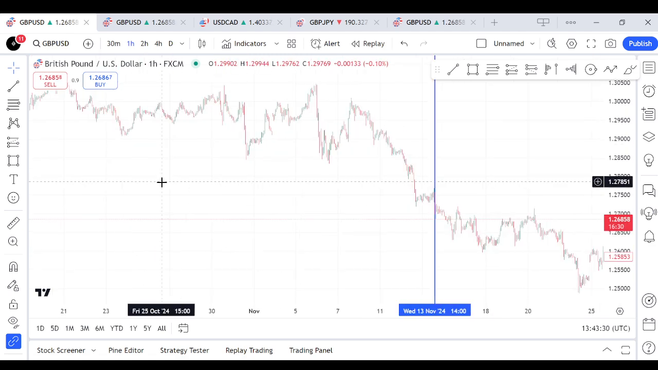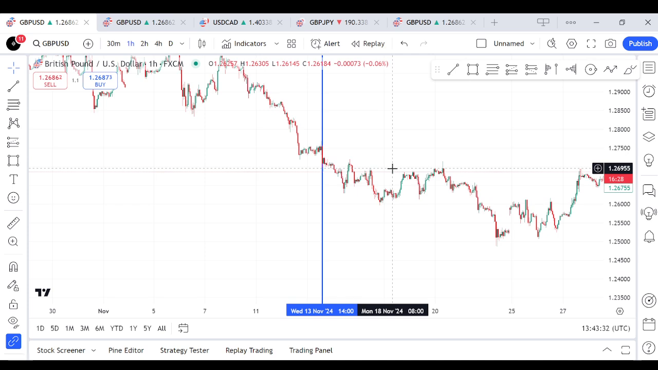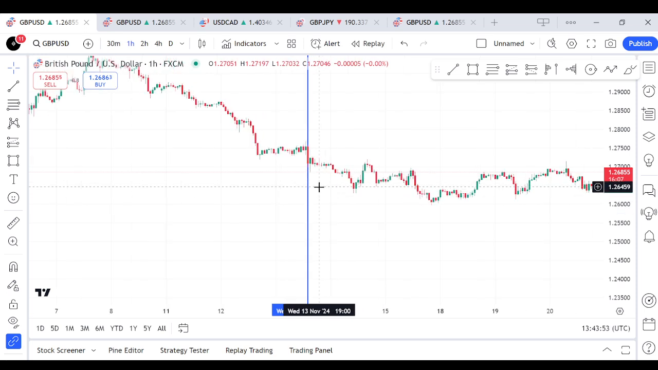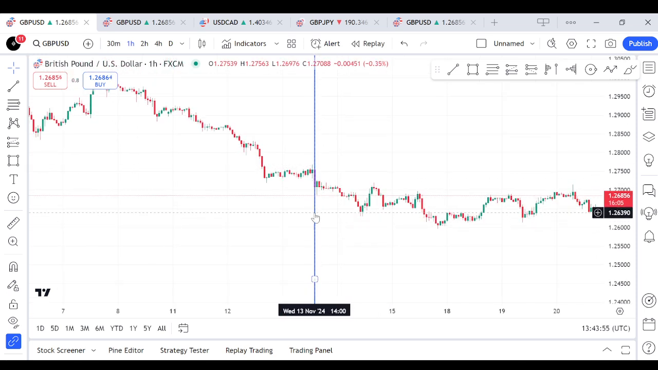For example, the last CPI happened on the 13th of November 2024, and that was the CPI for October 2024. In October 2024, the Consumer Price Index for all urban consumers was released on the 13th of November, and I used this line to denote that it was released on the 13th of November.